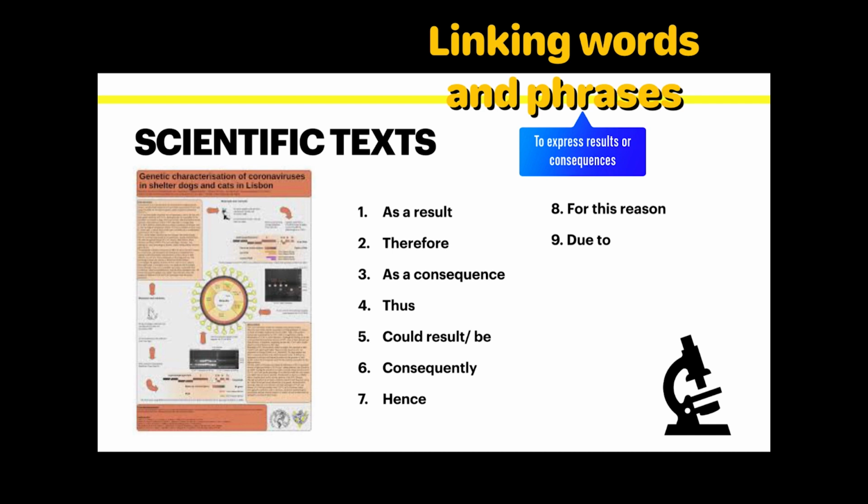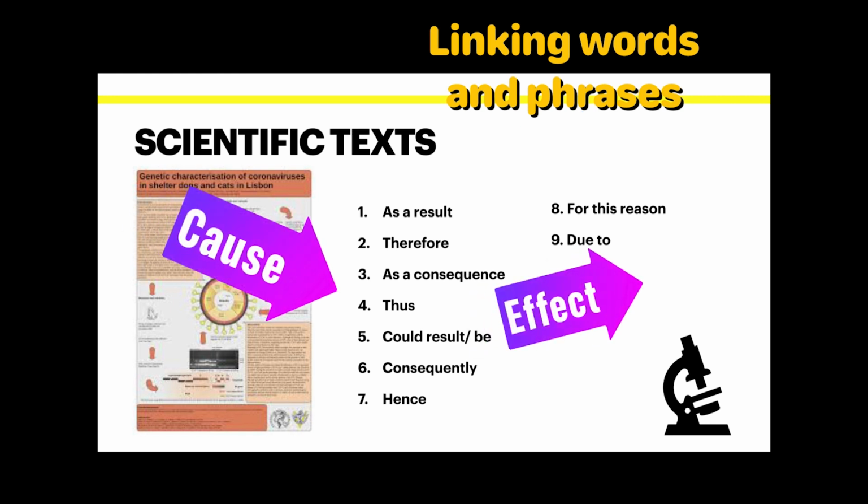In scientific texts, it's very common to find linking words and phrases that help us to know that something has occurred or that something is shown as a result. These linking words are as a result, therefore, as a consequence, thus, could result or could be, consequently, hence, for this reason, and due to. All of them are showing a relationship between cause and effect. The cause is previously mentioned, and then the effect is introduced by one of these phrases.